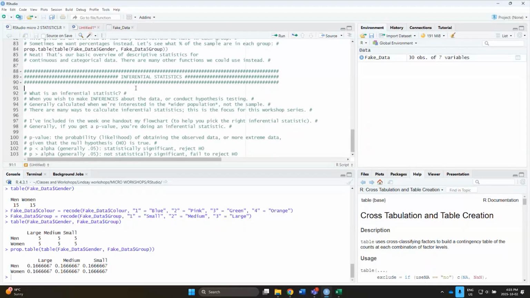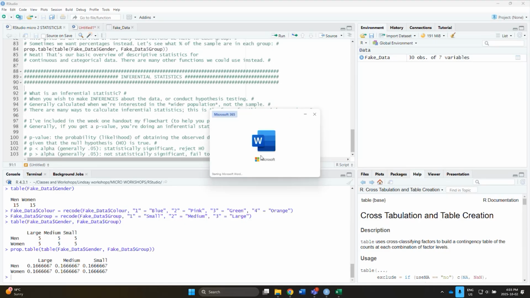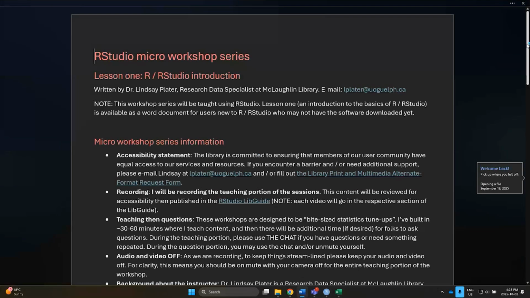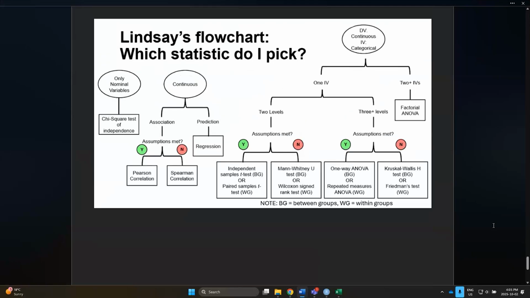If you were at week 1, I did include a handout at the very end of the Word document with my flowchart to help you pick the correct inferential statistic. Let me open that for you now. We're not going to cover this in detail today, but there are so many different inferential statistics you could choose that I've made a little flowchart to help you pick. We'll be using this during the rest of the workshop series as well to help us figure out which statistic we might be using. So this is something you could use as an example if you want to. And again, it's from the workshop from 2 weeks ago. If you missed that workshop and you'd like this handout, let me know and I can email it to you.